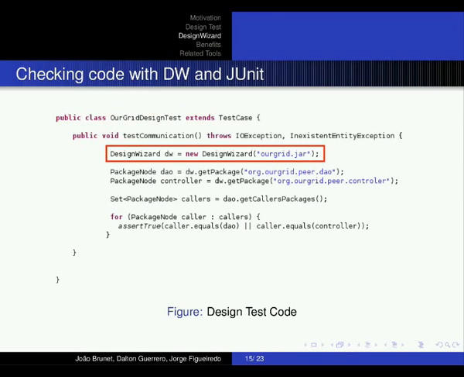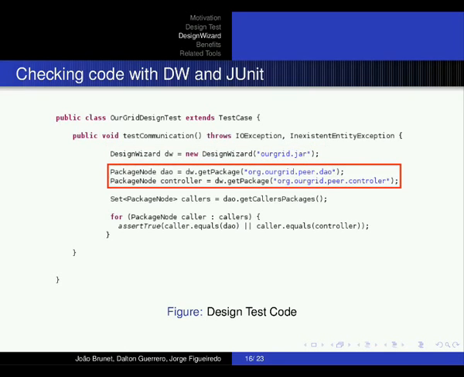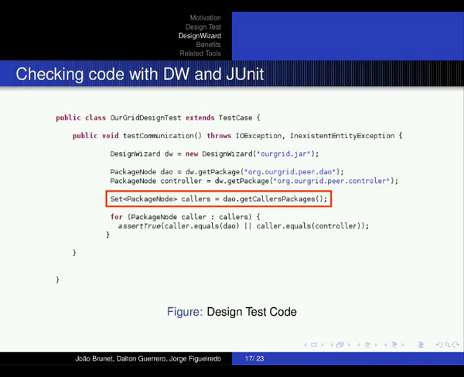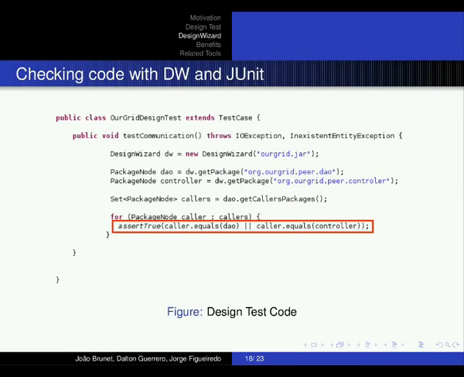Here is the creation of the DesignWizard instance. At this moment, DesignWizard applies static analysis to extract facts from the jar file. The other two steps show some methods of DesignWizard's API, such as getPackage and getColorsPackage. Finally, the code uses the assertTrue routine from the JUnit framework to assure that the colors of the DAO package are from the controller package or from the DAO package itself.